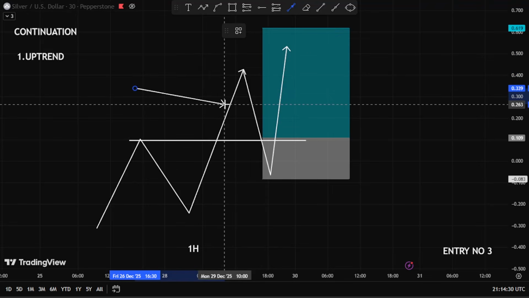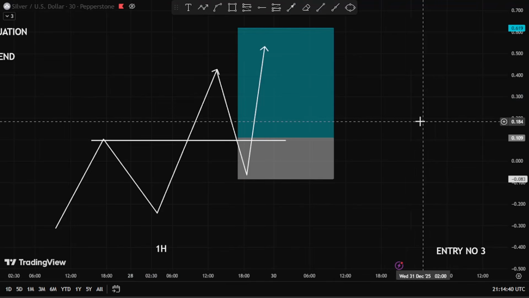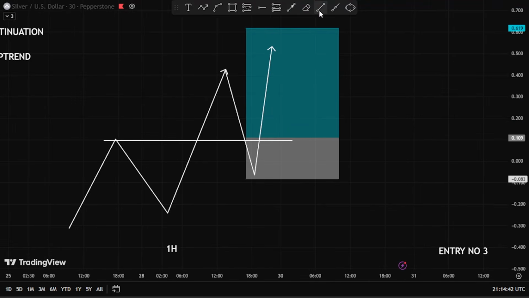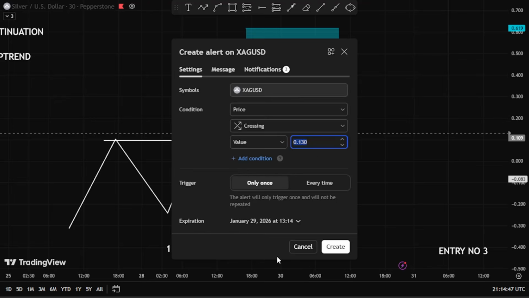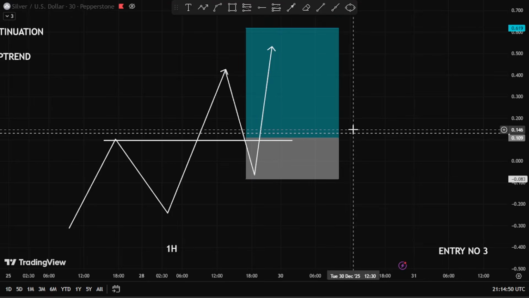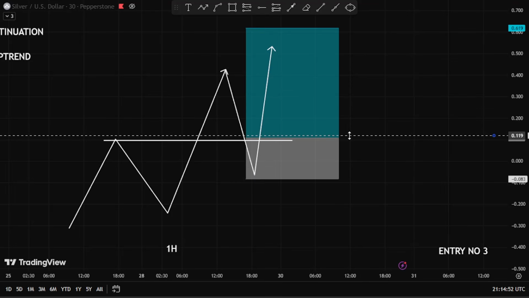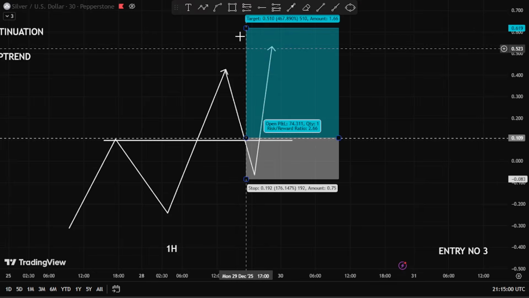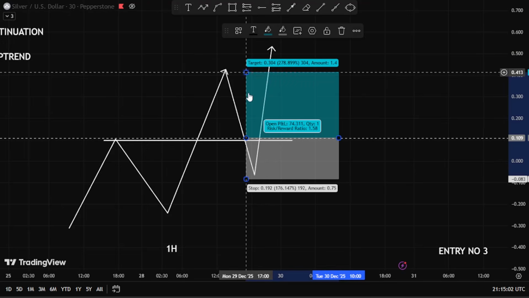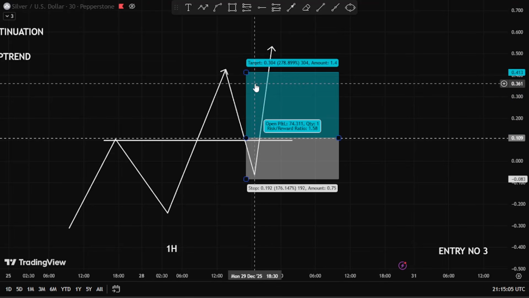So this is your entry number 3, and you can just have it on a higher time frame and avoid the lower time frame if you think it's too complicated. What you do is set an alert here. If I want to do this in real time, I set my alert right here, and then I wait for price to hit my alert. When price hits your alert, you come on the chart, place the buy, and put your stop loss below that and then your target.